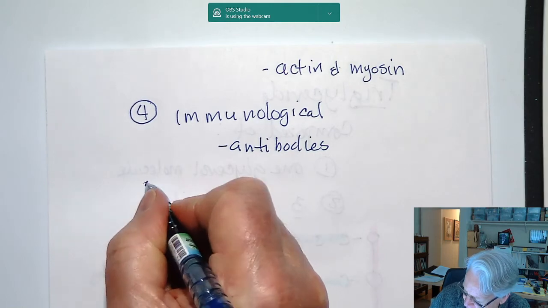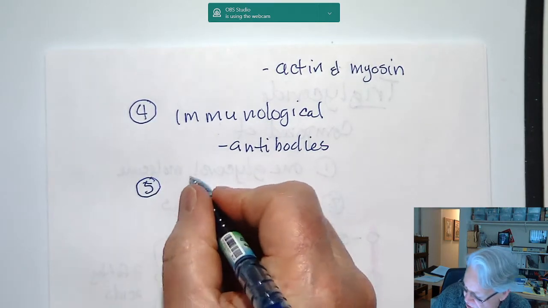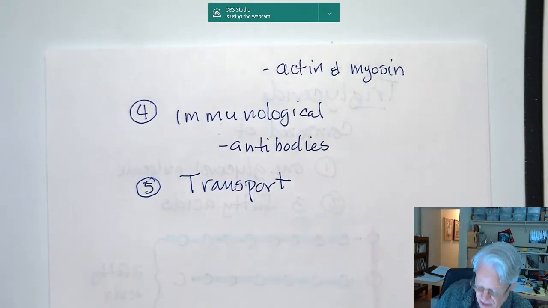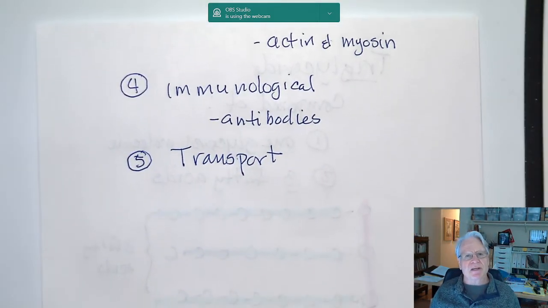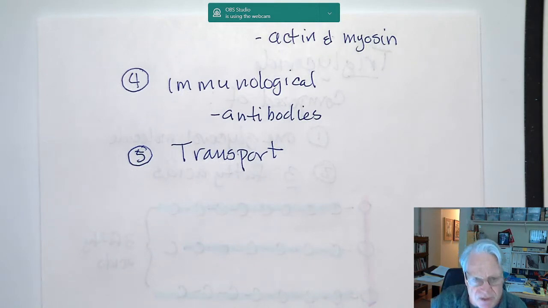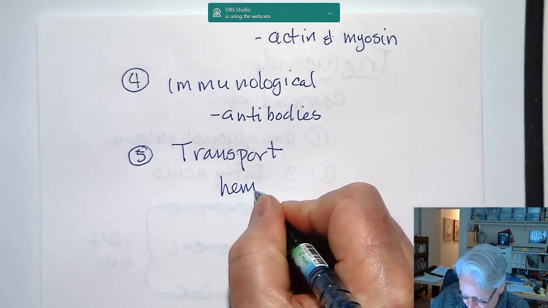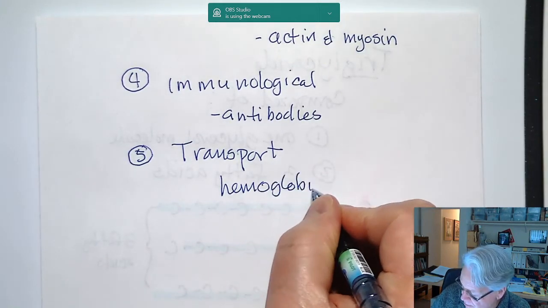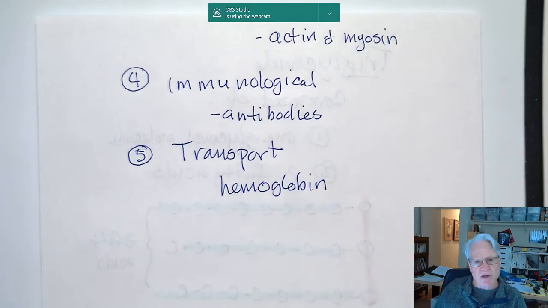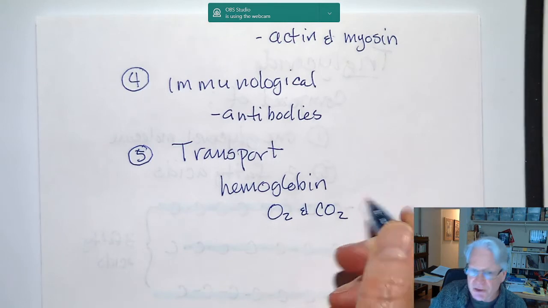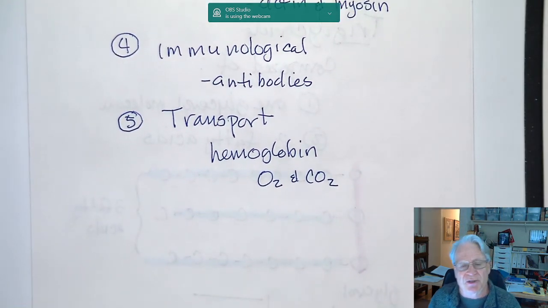Number 5 is transport. There are a number of proteins that are acting as transports. That is, they transport different substances within the body. Let me give you one very good example. This would be hemoglobin. Hemoglobin is a protein, and it is transporting oxygen and carbon dioxide. A lot of people don't realize that carbon dioxide is part of the story.